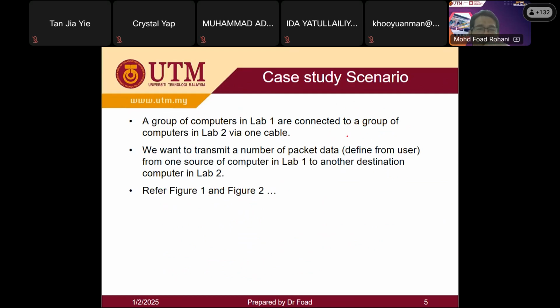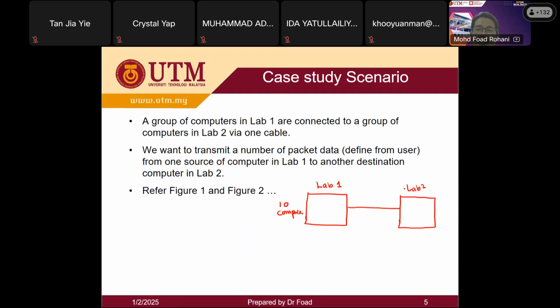So this is your case study. A group of computers in lab 1 are connected to a group of computers in lab 2 via one cable. It means that I have one set of computers in one lab. Probably in lab 1, I have 10 computers, connected to one cable outside of lab 1 and connected to another lab, lab 2.